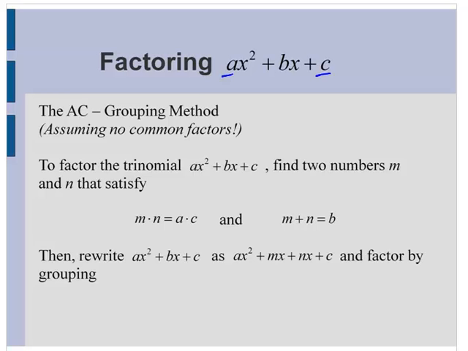Then you use that pair of numbers, the m and n, to break up the middle term. Then you have 4 terms and you factor by grouping. Alright, so we're going to see a bunch of examples of this now.